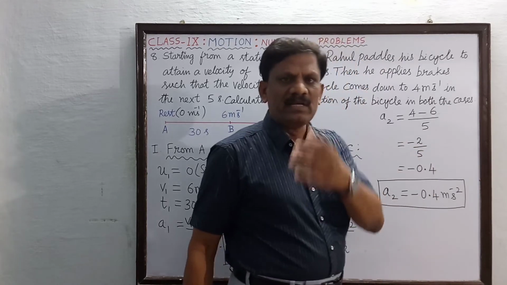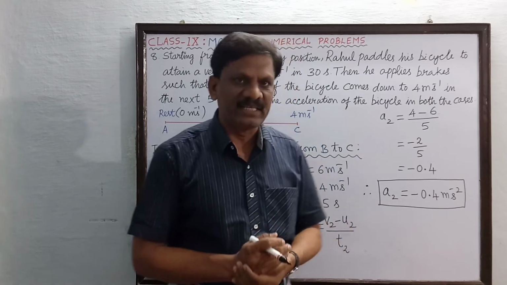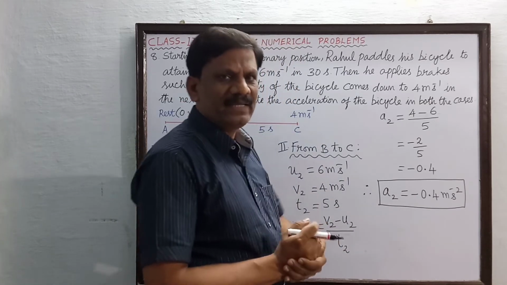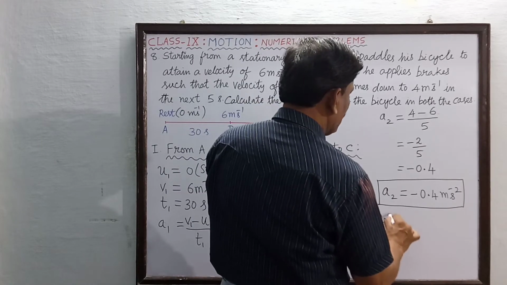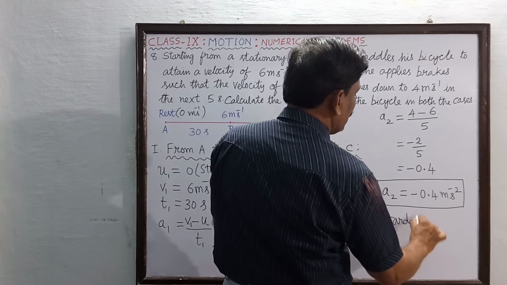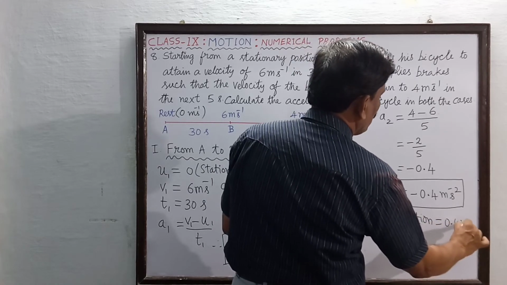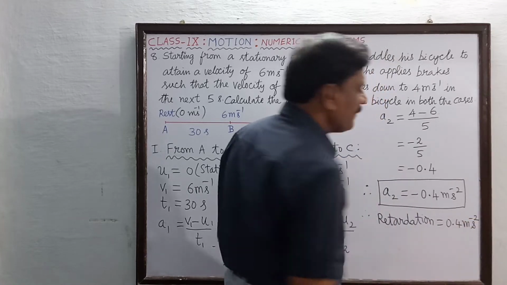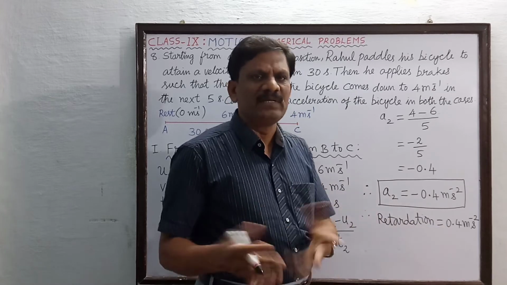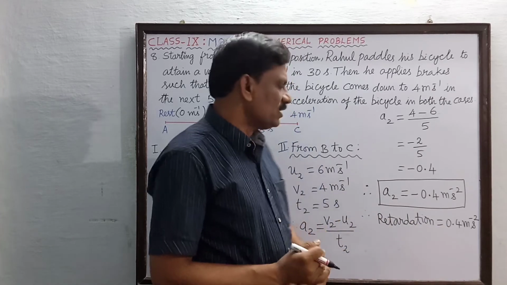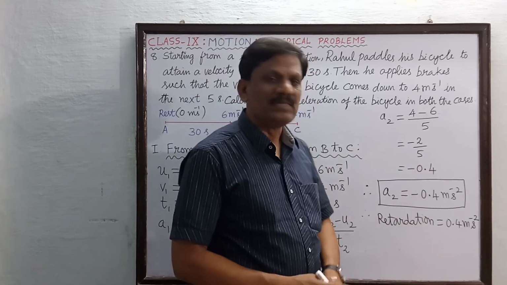Okay, can you tell me what is the other name for the negative acceleration? Yes, it is retardation or deceleration. Therefore, retardation is equal to 0.4 meters per second square. When you write retardation, don't write the negative symbol. Retardation means it is understood to be negative acceleration. So the acceleration is negative, and it is minus 0.4 meters per second square.